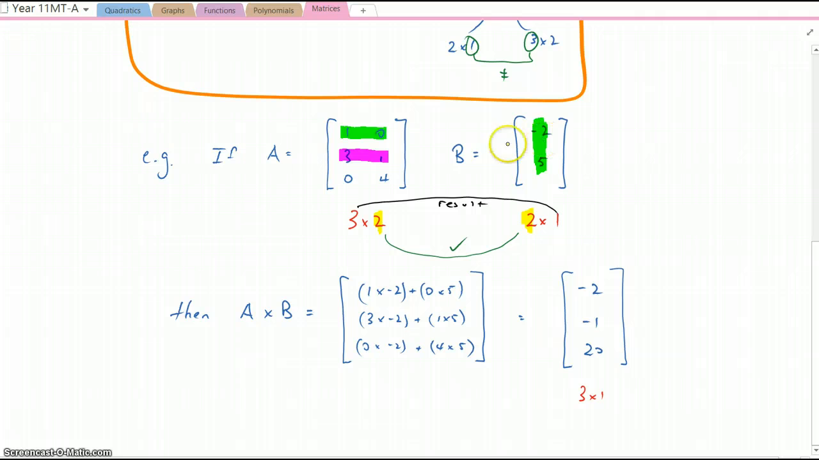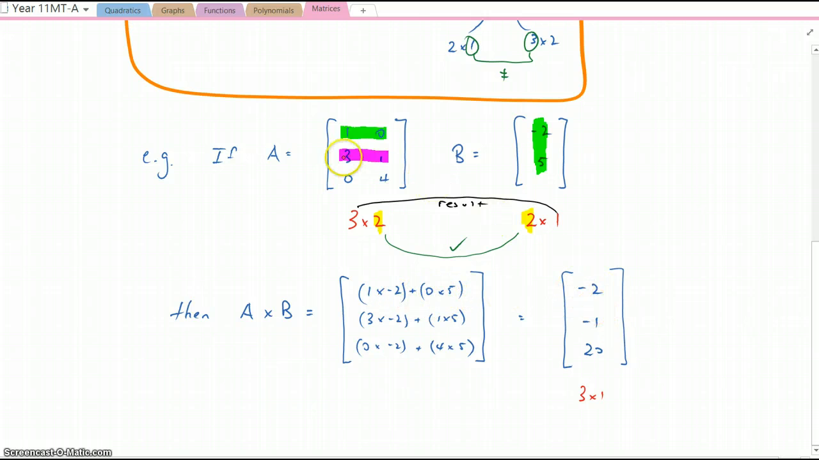Now the way to work out this multiplication is to have a look at the green highlighted row here and column here. We work across, and to find the first value in my resulting matrix, we take the product of 1 and minus 2, so 1 times minus 2, and add the product of 0 and 5. So 1 times minus 2 is minus 2, 0 times 5 is 0, add them together, you get minus 2 there.